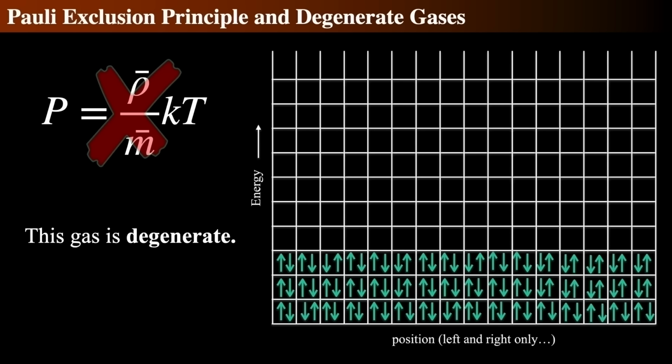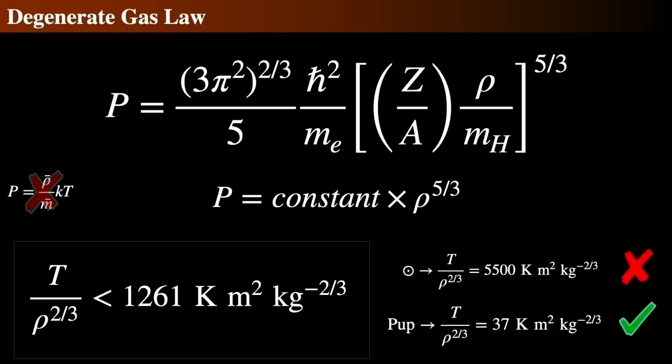In sum, a degenerate gas can occur at extremely high densities, and when it does, this new gas law takes over. This is the equation for a degenerate gas. I want you to note a few things. First, the only two macroscopic variables are the pressure on the left and the mass density on the right to the 5/3 power. All the rest are numbers and constants. M sub E is the mass of an electron. M sub H is the mass of a hydrogen atom. Z over A represents the ratio of the atomic number Z to the atomic mass number A of the nuclei in the gas.